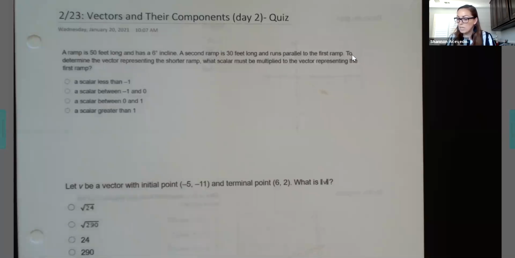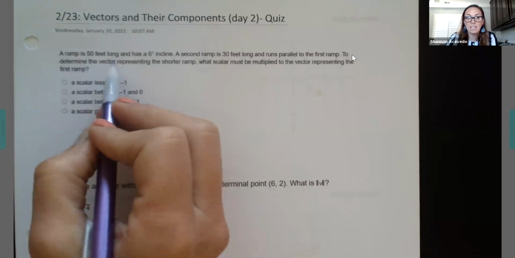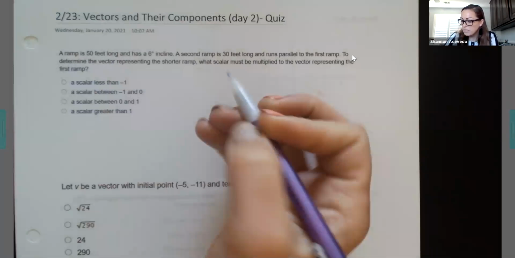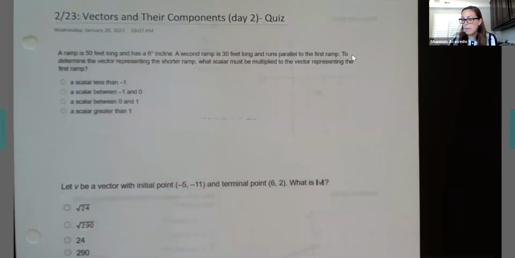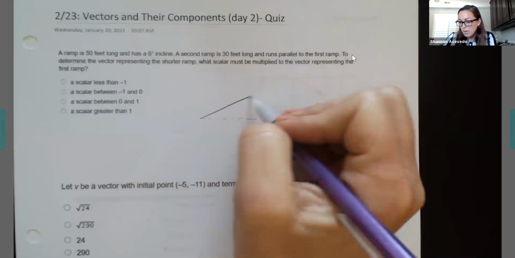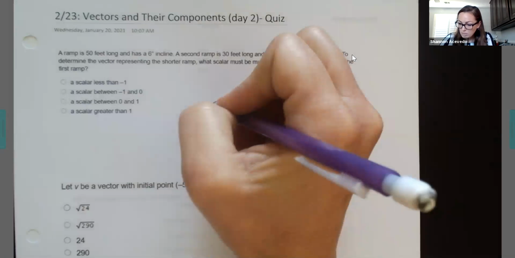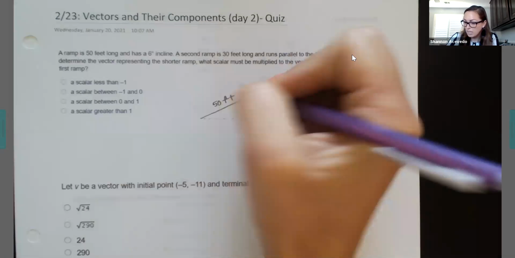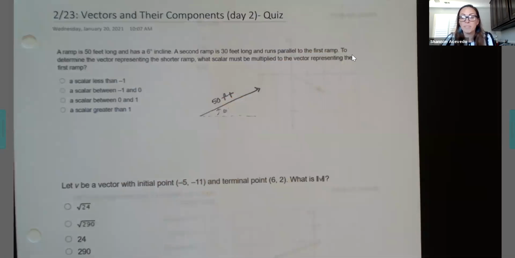All right, so my first one says that I have a ramp that is 50 feet long and has an incline of 6 degrees. So it's basically saying, here's my positive x-axis, so it's kind of my base, and then I have a vector or a ramp that's going to be 50 feet. It has an incline of 6 degrees, so this angle right here is going to be 6 degrees. That's all.